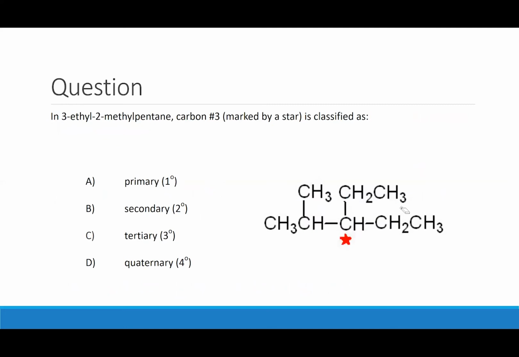So as an example, let's look at this structure. This is 3-ethyl 2-methyl pentane. Carbon number 3 here is marked. And if we were to classify this carbon, would it be primary, secondary, tertiary, or quaternary? So again, you want to look at how many other carbons it is bonded to. And this carbon has a bond here to 1 carbon, here to another carbon, and here to a 3rd carbon. So it is a tertiary carbon.